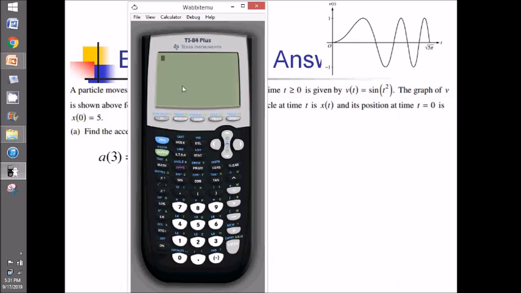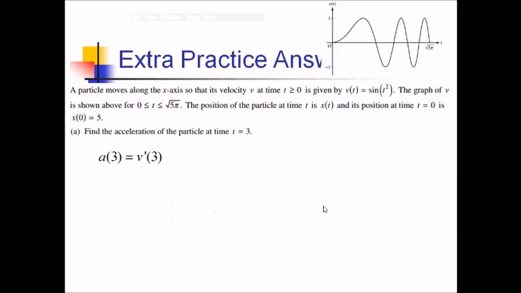So we're going to do math 8 dx, and I'll do alpha trace to put my y1 in there. So I'm basically taking the derivative of the velocity function I just entered, and we wanted that at time 3. Enter. That comes out to negative 5.467. And there's no units on this one, so this one's done.